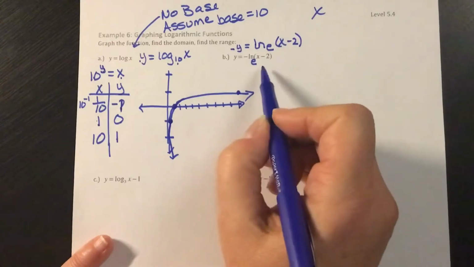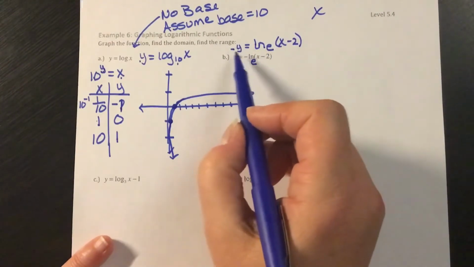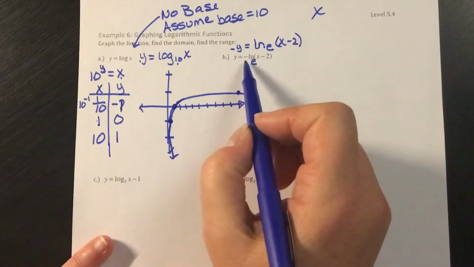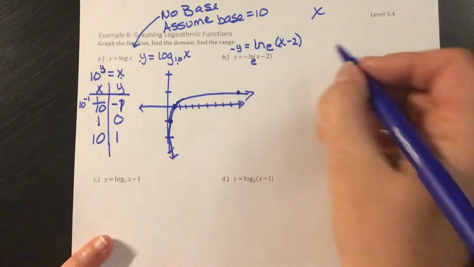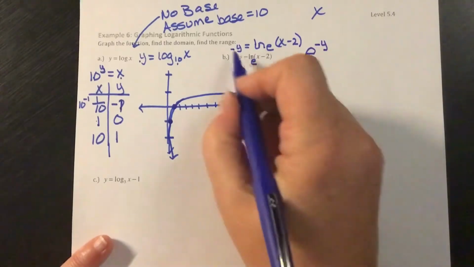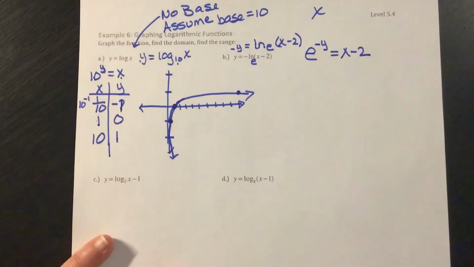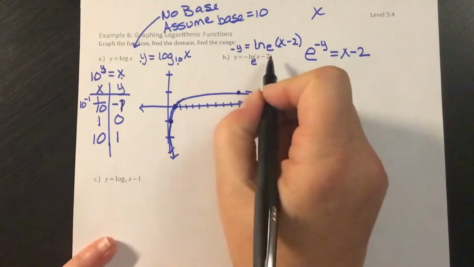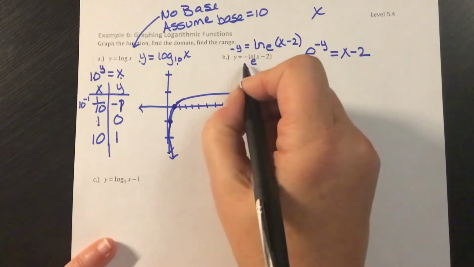So now I'm going to write my exponential sentence. I just did this to make it a little bit easier for us with this negative. I'm going to have e to the -y equals x minus 2. Okay, e to the -y equals x minus 2. And if we remember, this negative here, if I think about the transformations, the negative is going to be a flip down.